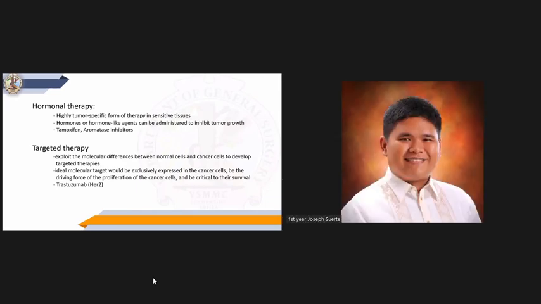Next is your targeted therapy, which exploits the molecular differences between normal cells and cancer cells. So, an ideal molecular target would be exclusively expressed in the cancer cells. And then this would be the driving force of the proliferation of your cancer cells and be critical to their survival. So, the targeted therapy is usually targeting these specific molecules that are present outside or inside your cancer cells, such as, for example, our trastuzumab that targets our HER2 receptor.